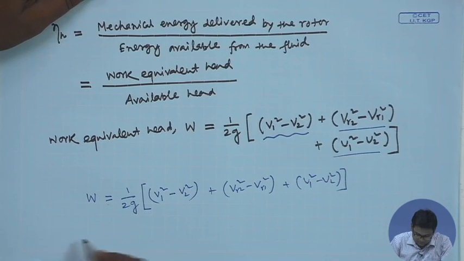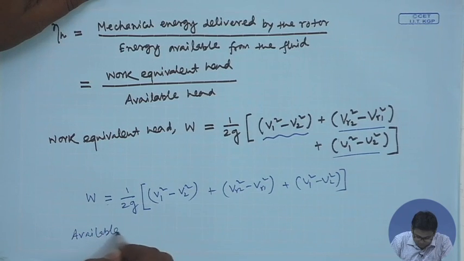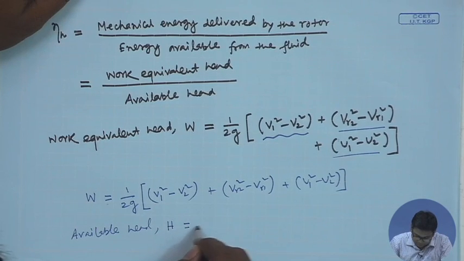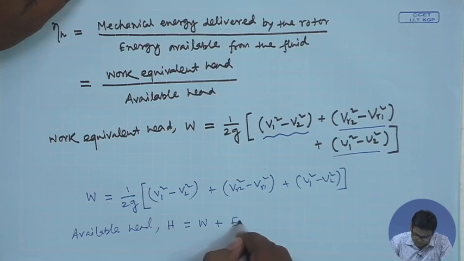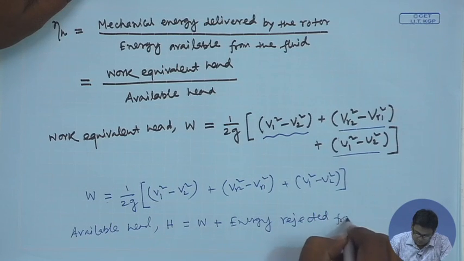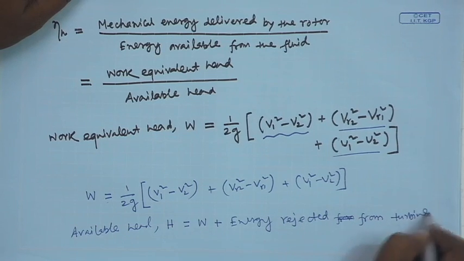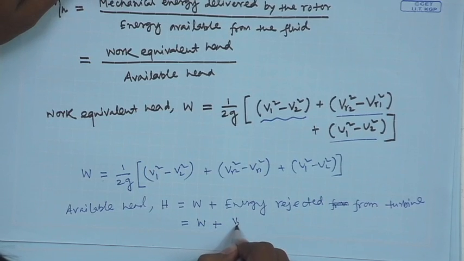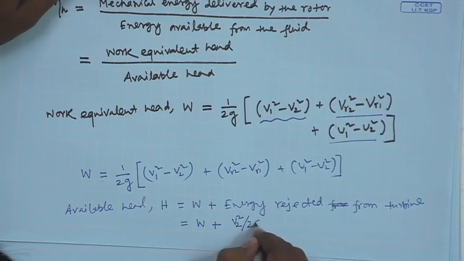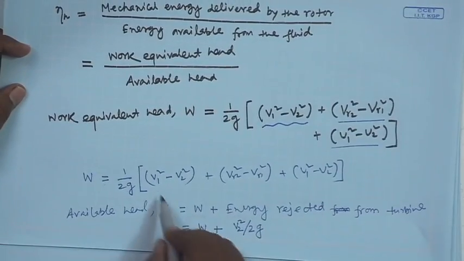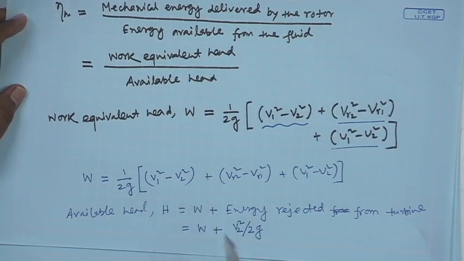Now, the available head, which can be termed as H, is nothing but W plus the energy rejected from the turbine at the outlet. So, H is W plus the outlet energy, which will be V 2 square by 2 g in terms of head. So, let us find these quantities in terms of the inlet vane angle.